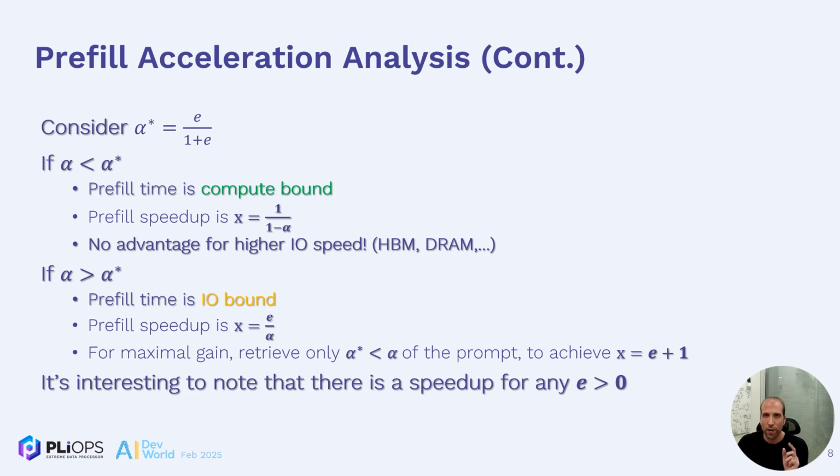So even with a low performance storage, we can still get some speedup. Of course, the faster the storage, the higher the speedup, but it's never lower than 1. So in the worst case, you're just as good as a system with no KV cache offloading. And this is, I believe, a very interesting insight.